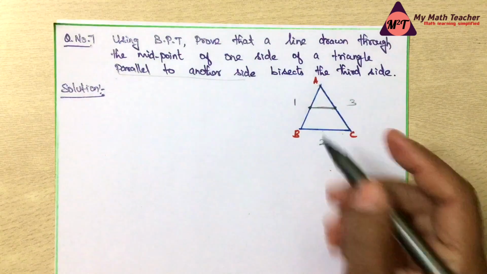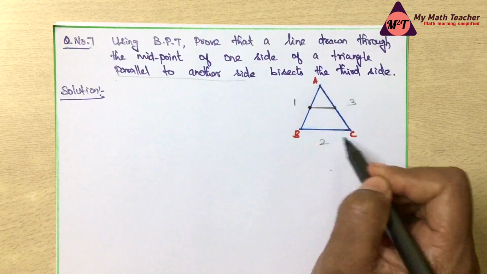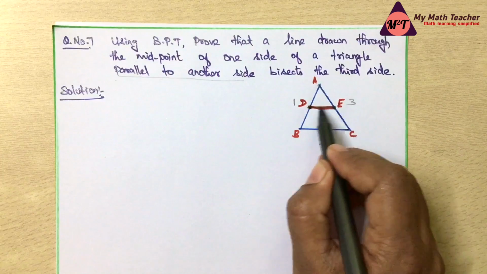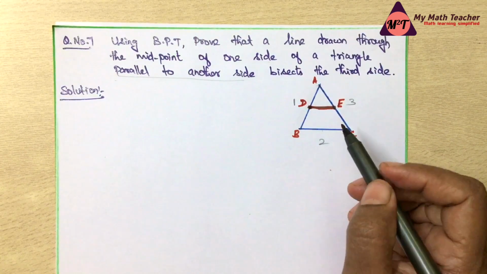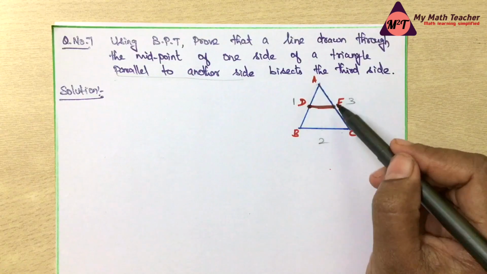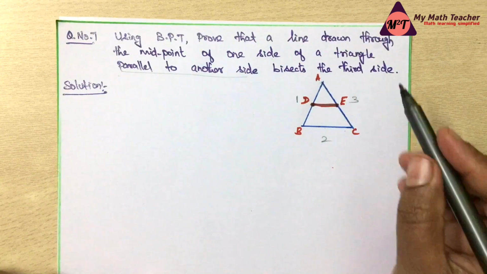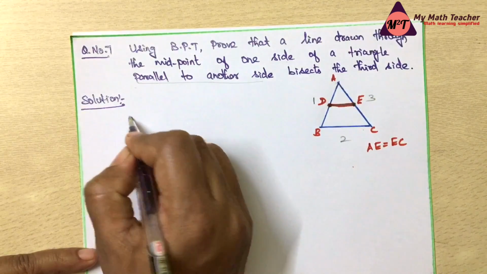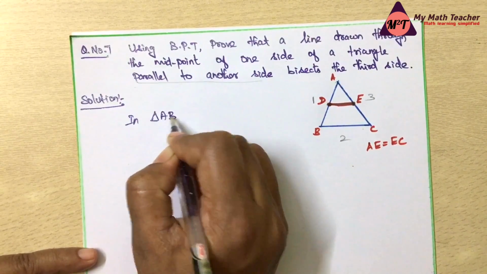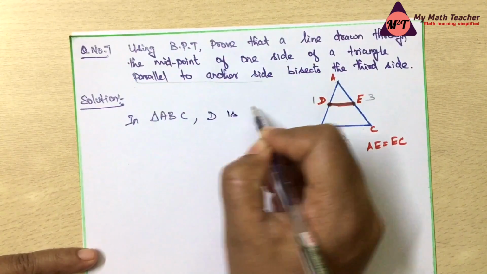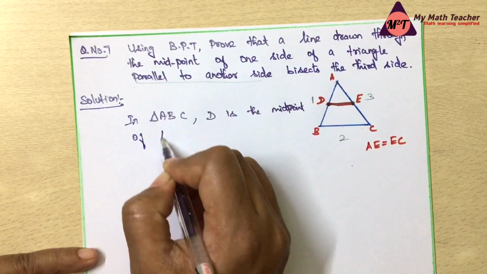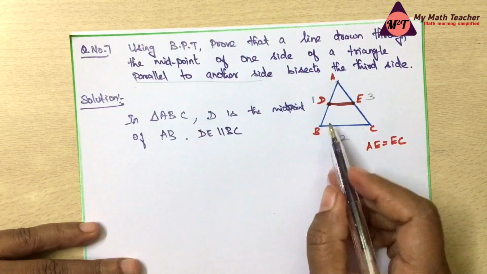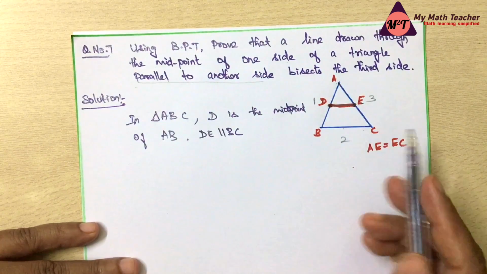So let us consider these 2 points, in triangle ABC, D and E here. Now DE is the line which is parallel to BC. Now what we have to prove is AE should be equal to EC. This is what we have to prove, AE is equal to EC. In triangle ABC, D is the midpoint of AB, then DE is parallel to BC, which is given. We have to prove AE is equal to EC.